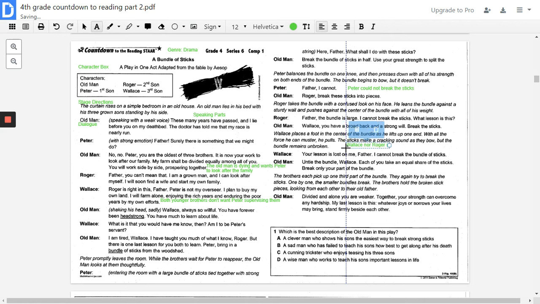Wallace nor Roger could break the bundle either.